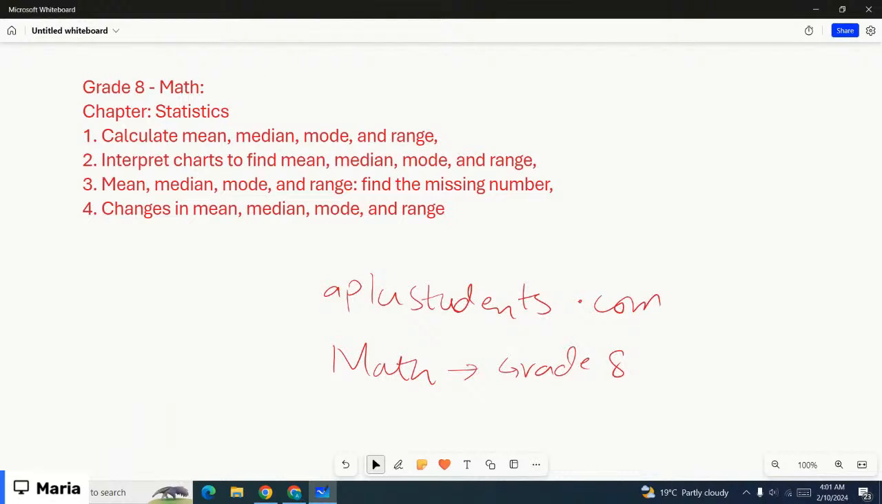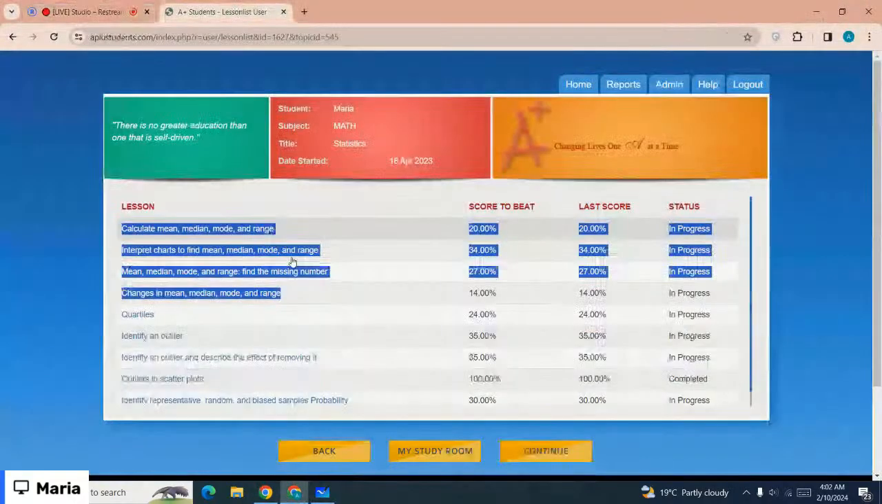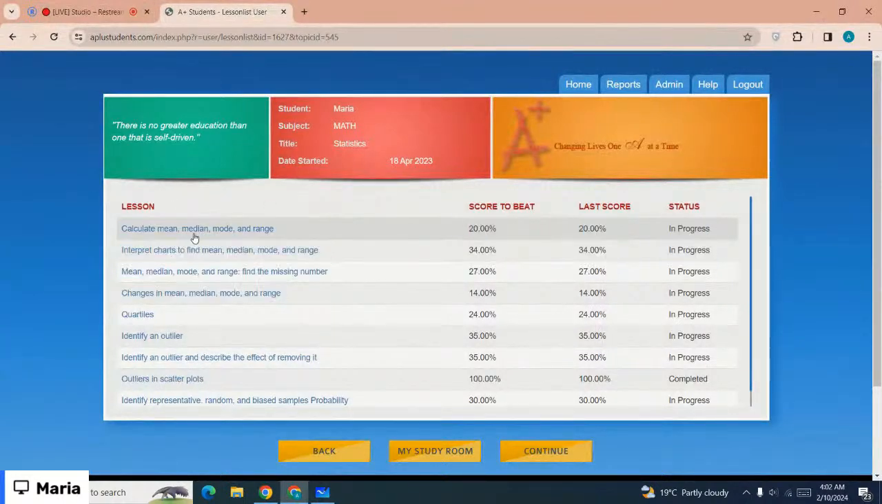So please make sure you have your notebook and pencil so that you can note down the important examples and definitions as well. Let's just start with the lesson. Here I am on grade 8 math. The chapter we're working on is statistics. Let's just start with the first lesson, that is calculate mean, median, mode and range.